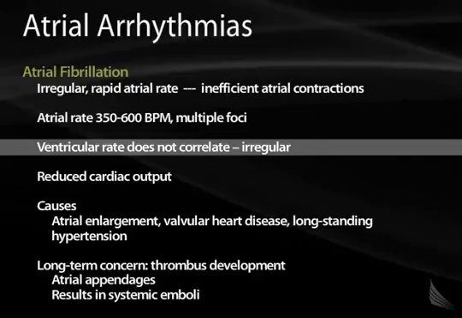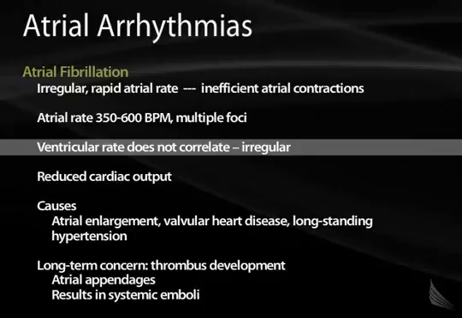The ventricular rate does not correlate with the atrial rate. Usually the ventricular rate is irregular. Anytime you have an irregular ventricular rate, meaning there is no pattern to the irregularity of the ventricular contraction, you should think atrial fibrillation.